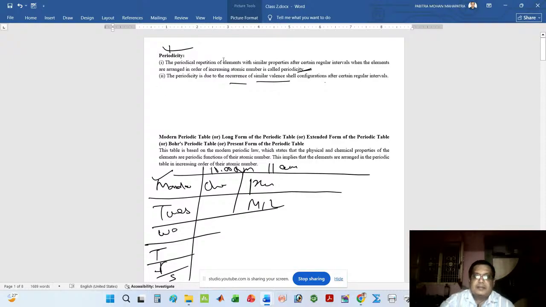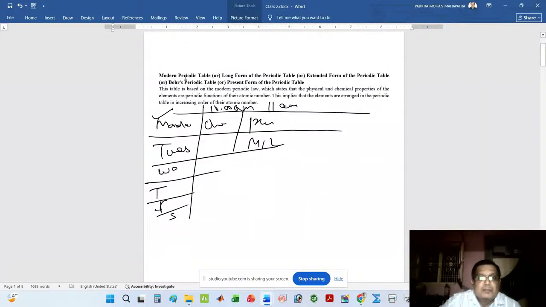So this is called periodicity. Periodicity means repetition of elements with similar properties after a certain regular interval, when the elements are arranged in increasing order of their atomic number. But in other periodic tables, it may or may not repeat. But in the modern periodic table, there will definitely be repetition.